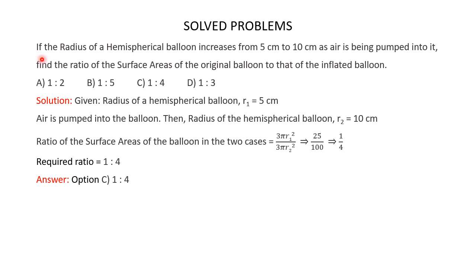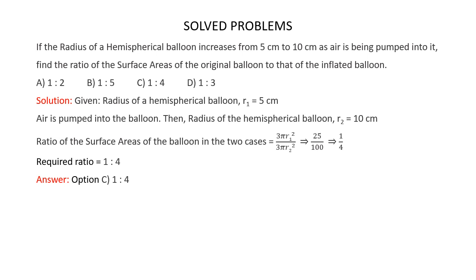If the radius of a hemispherical balloon increases from 5 centimeters to 10 centimeters as air is being pumped into it, find the ratio of the surface areas of the original balloon to that of the inflated balloon. Here you are given 4 options and you have to find out which of these options is the correct one. So here you are asked to find the ratio of the surface areas of the original balloon to that of the inflated balloon.